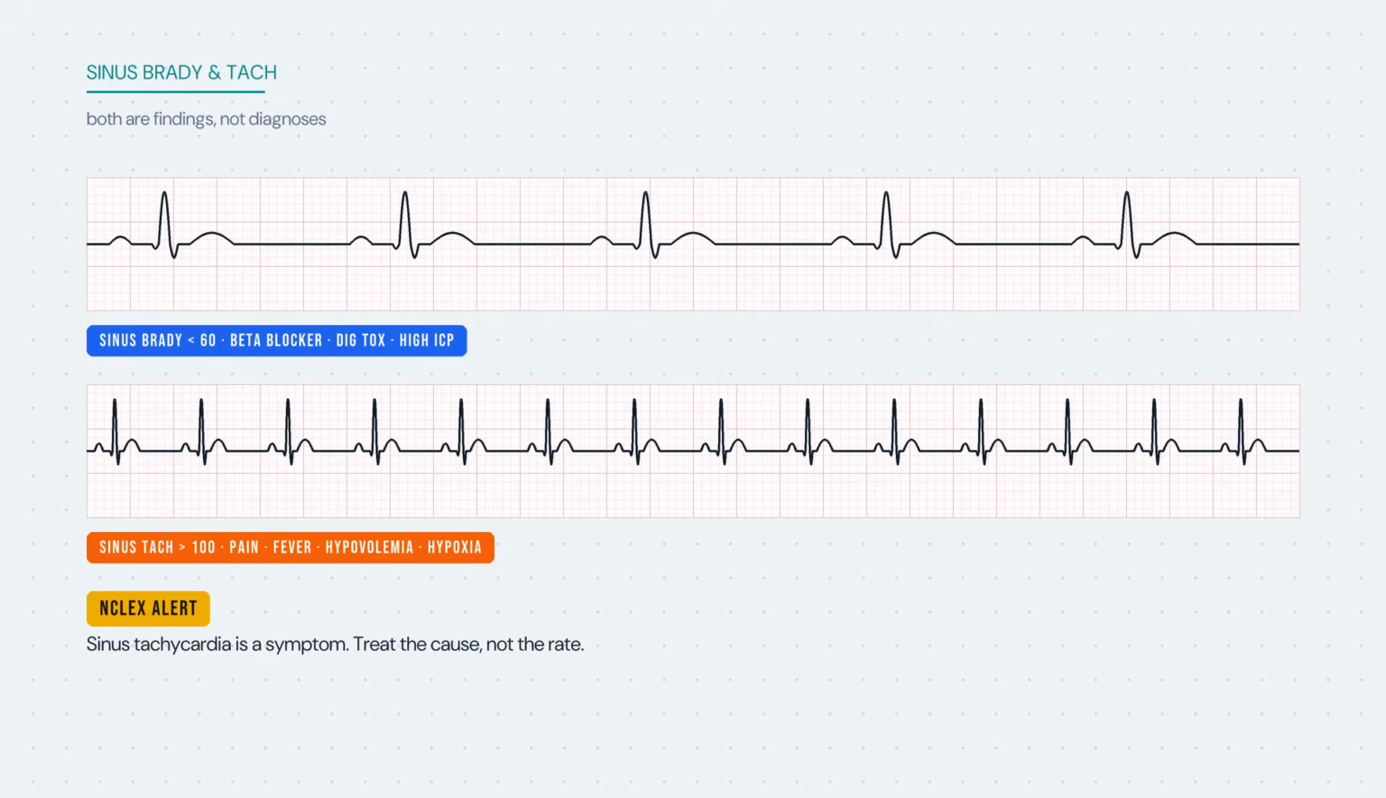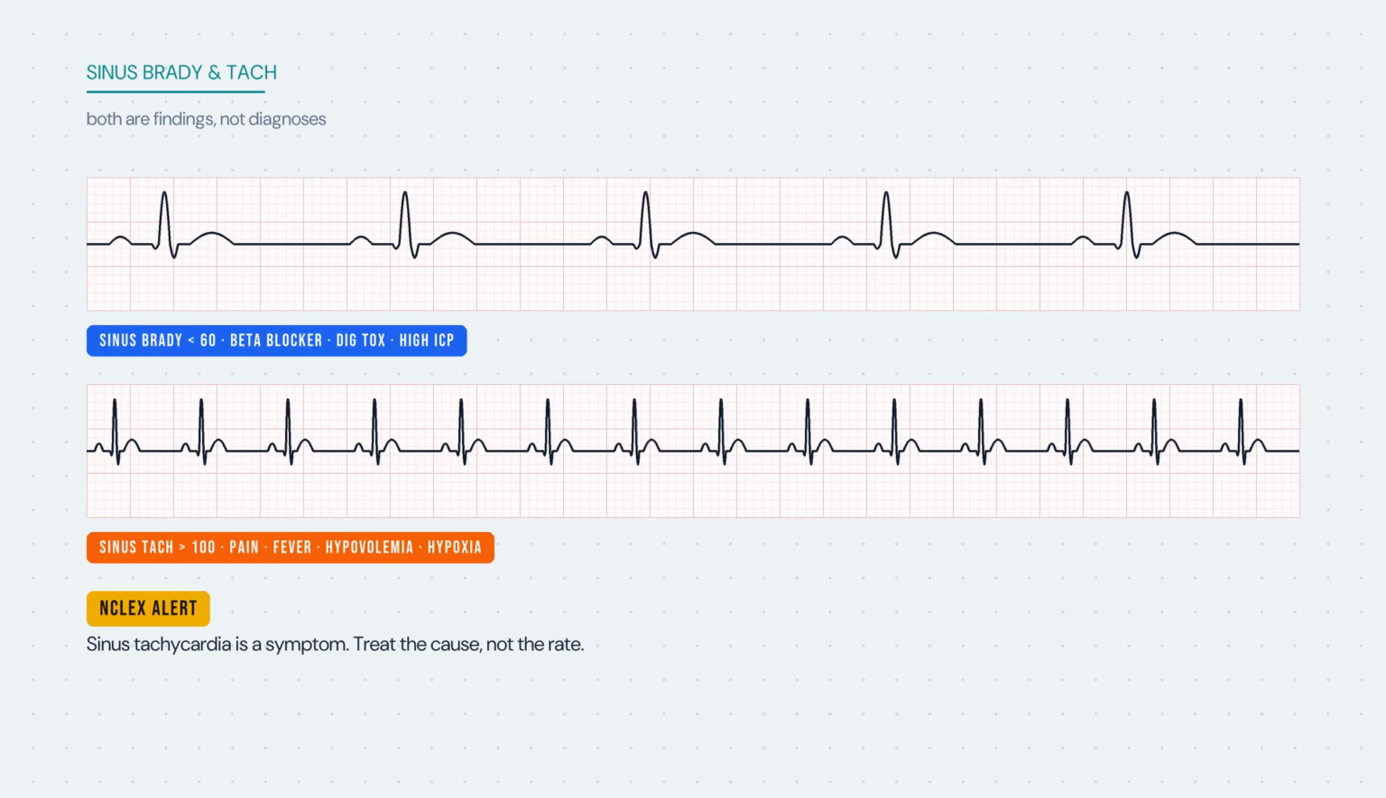Change only the rate and you get the 2 sinus variants. Sinus bradycardia, under 60. Normal in a conditioned athlete or during sleep, but a problem when it is caused by a beta blocker, digoxin toxicity, or rising pressure in the brain, and a bigger problem when it is symptomatic.